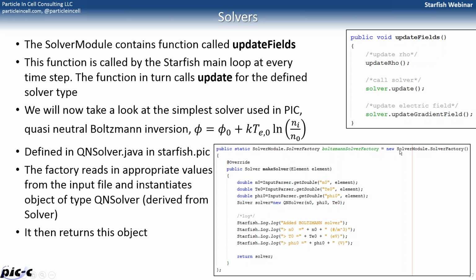To do that, I need to flesh it out the way it's shown here. I have this new SolverModule.SolverFactory, and I need to define its body. This is a one-line way to actually create an interface. We need to specify this makeSolver function. Every factory needs to have this makeSolver function defined, and this is what actually handles the type.